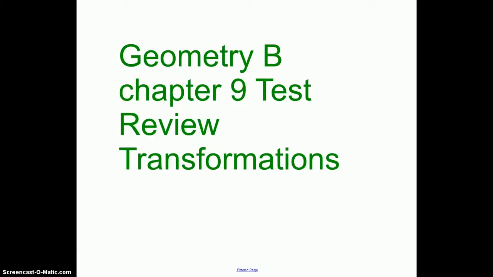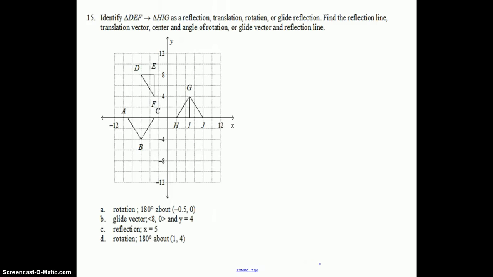In Geometry B today, we're going to finish up the last of our test review for Chapter 9, which is based on transformations. We only have a few problems left. So let's take a look at what's left. First of all, it tells us to identify these two triangles. So here's one triangle and here's the other.